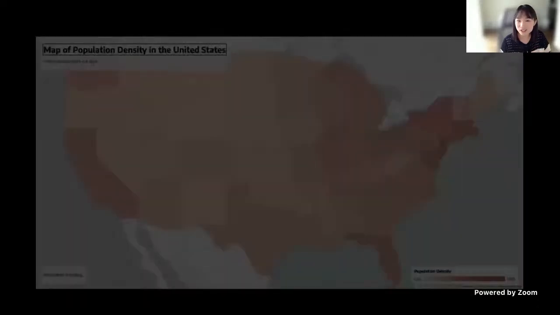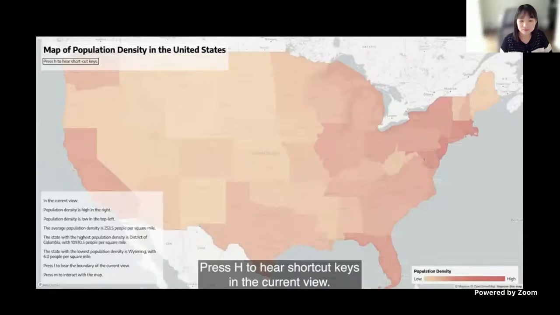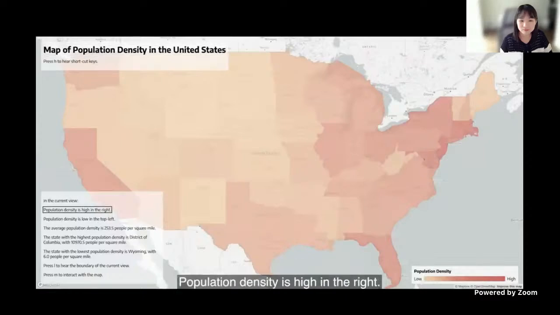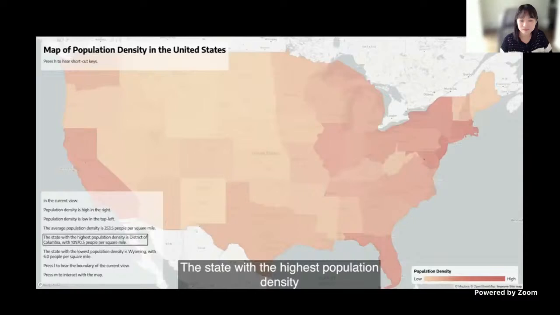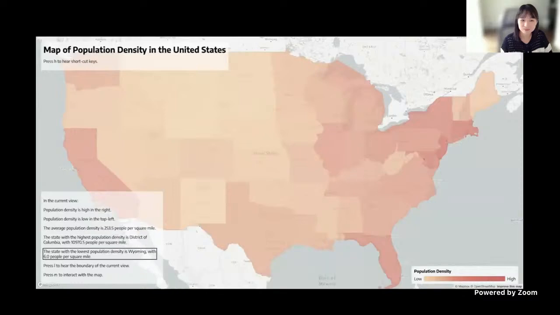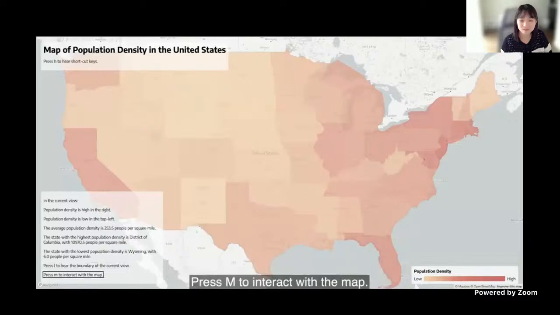So let's take a look at our demo. Population density in the United States. Press H to hear shortcut keys. In the current view, population density is high in the right. Population density is low in the top left. The average population density is 253.5 people per square mile. The state with the highest population density is District of Columbia, with 10,970.5 people per square mile. The state with the lowest population density is Wyoming, with 6.0 people per square mile. Press L to hear the boundary of the current view. Press M to interact with the map.